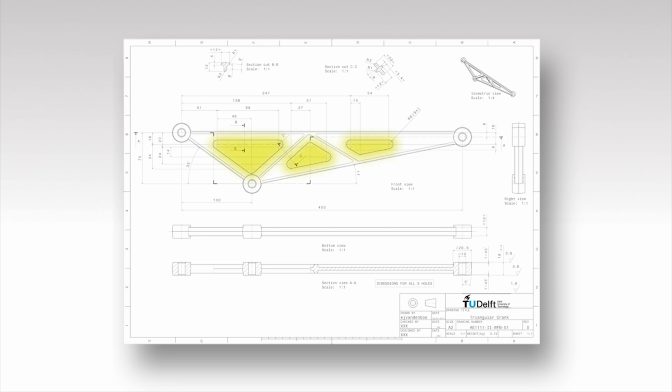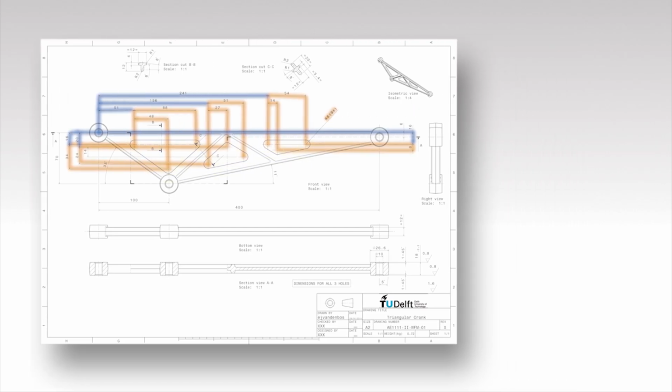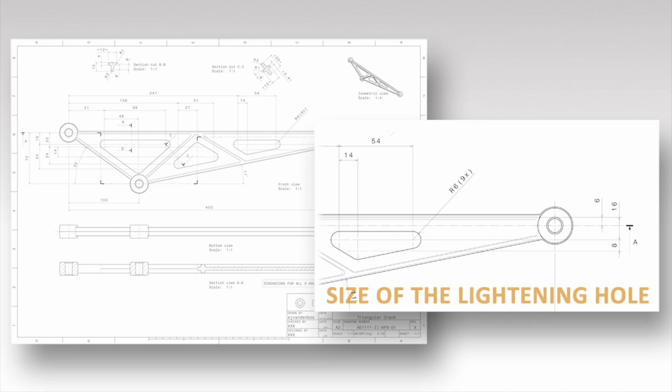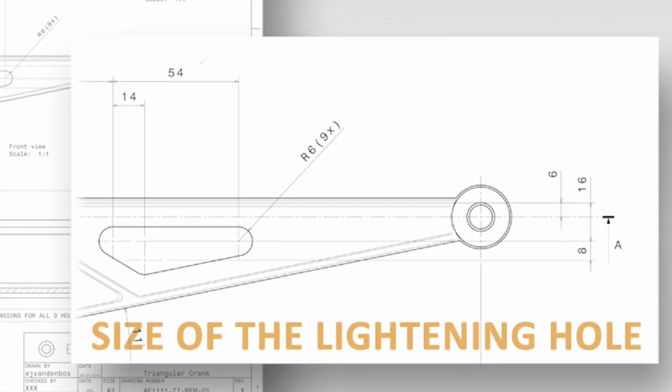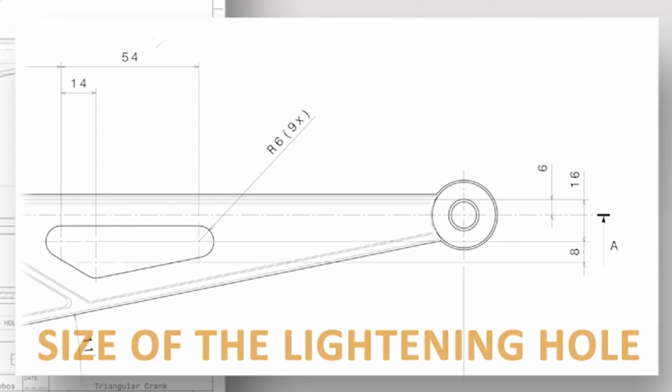The three rounded triangular lightening holes all have their size and position. The size of the holes is given by dimensions from center to center of the arcs. The arc radius is given by a dimension R6 followed by the numeral 9 and the multiplication symbol in parentheses, which means that all 9 arcs have a 6 mm radius. The combination of the linear dimensions and the radius dimension fully describes the lightening hole shapes.